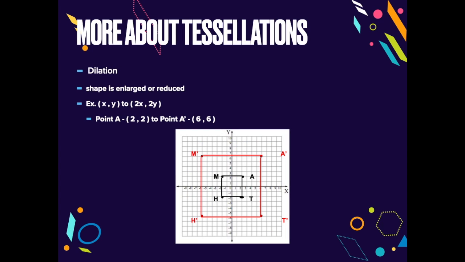The last transformation I will explain is dilation, and this is where the shape is enlarged or reduced. This is done by multiplying the same number to the x and y coordinate. Looking at the example, since point A to point A prime transformed from 2, 2 to 6, 6, we can say that the new square is 3 times larger than the original square, given that 6 is 3 times larger than 2.